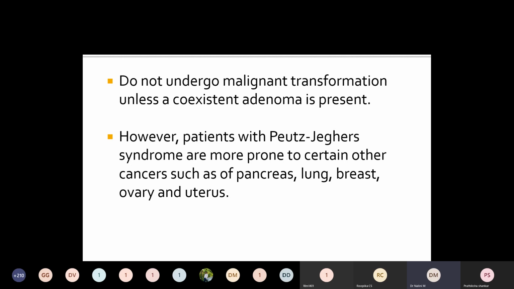So all these hyperplastic, hamartomatous, the non-neoplastic polyps, they have no malignant transformation unless there is a coexistent adenoma in the adjacent area. However, it is only the Peutz-Jeghers which can be prone to certain other cancers, okay, of the pancreas, lung, breast, ovary, and the uterus.